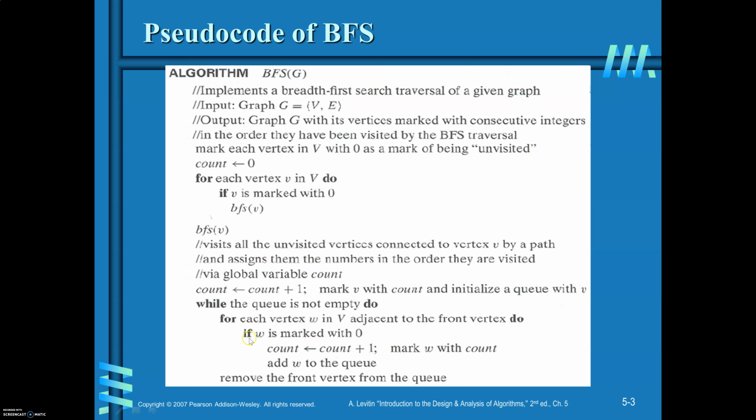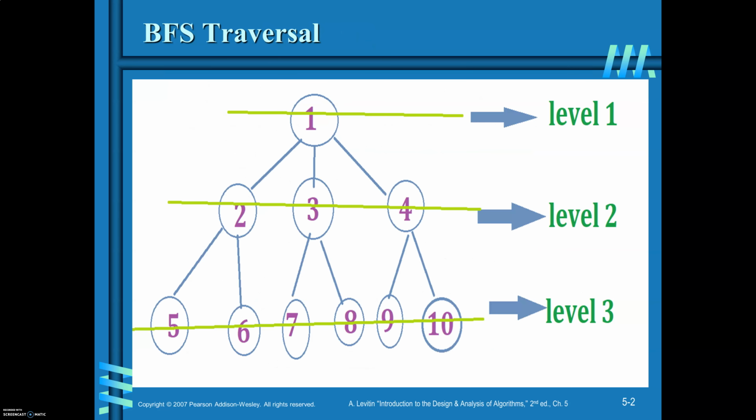Then remove the front vertex from the Q. So how long are you required to do this? Till Q becomes empty. I'll explain this algorithm for the previous graph. So initialize all these vertices with value 0. Then what you are required to do is call this BFS algorithm with this vertex 1.